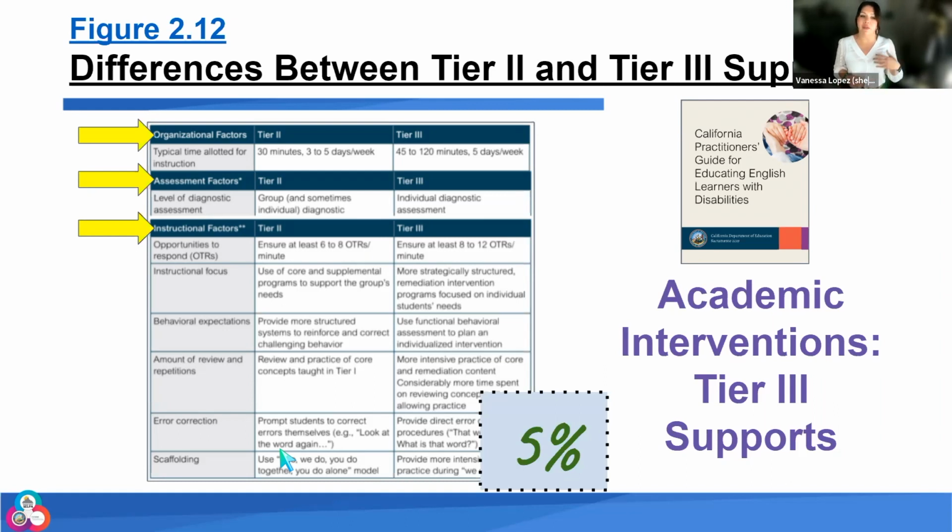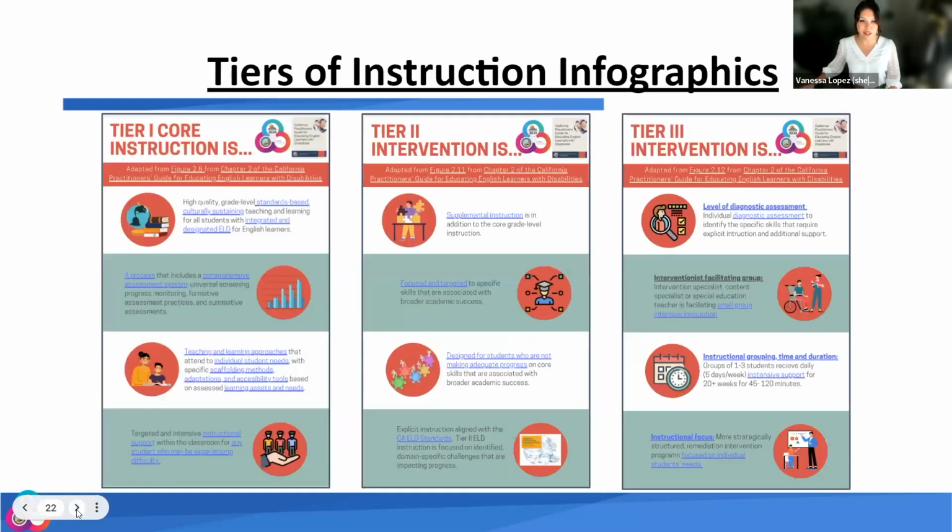It also gives you some information related to the level of diagnostic assessment, opportunities to respond. It's the OTR that you see there. It also covers the instructional focus, behavioral expectations, the type of error correction feedback you might give, and the scaffolding supports suggested as well. So again, tier 2 versus tier 3.